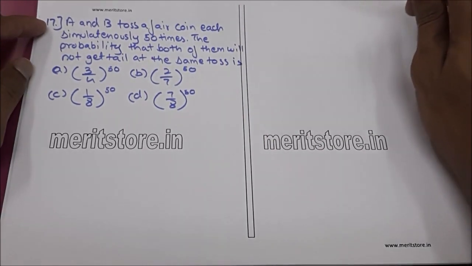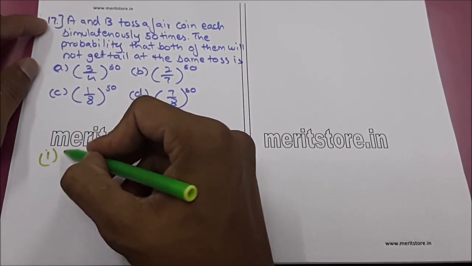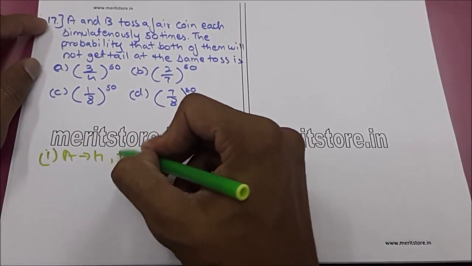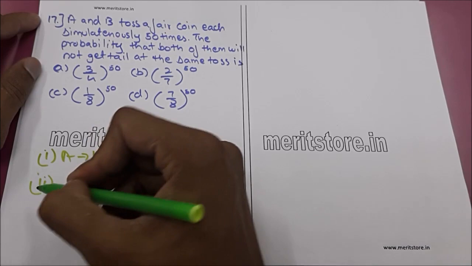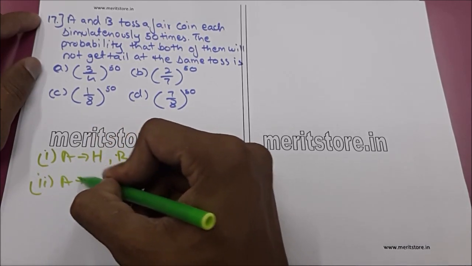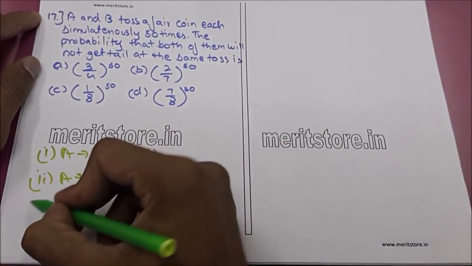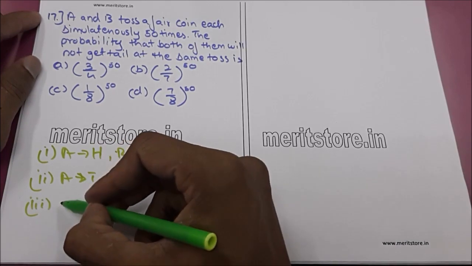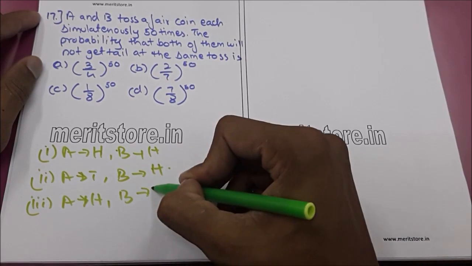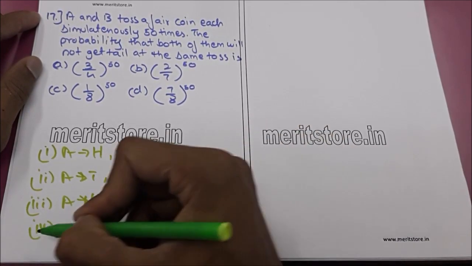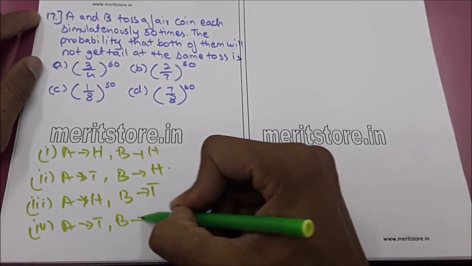For each toss there are four choices, that is, first, A gets head and B gets head. Second, A gets tail and B gets head. Third, A gets head, B gets tail. Fourth, A gets tail, B gets tail.